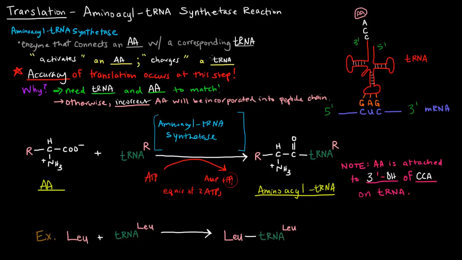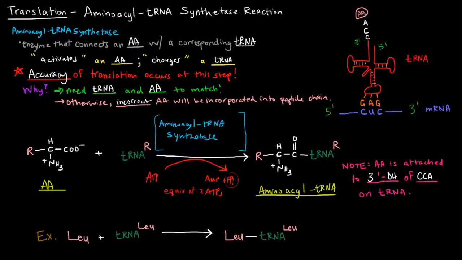So I hope you can understand that the accuracy of translation occurs at this step because we want to make sure that we add the correct amino acid to the correct tRNA so that any amino acids that we're incorporating into the peptide chain are indeed correct. So this is a very, very important reaction. Hope that video was helpful.